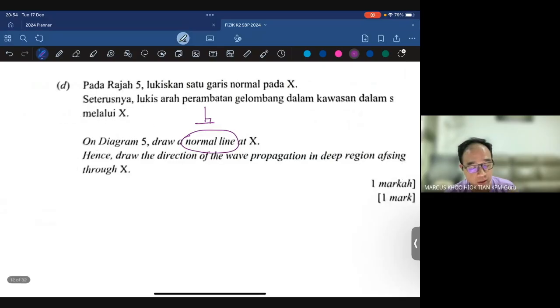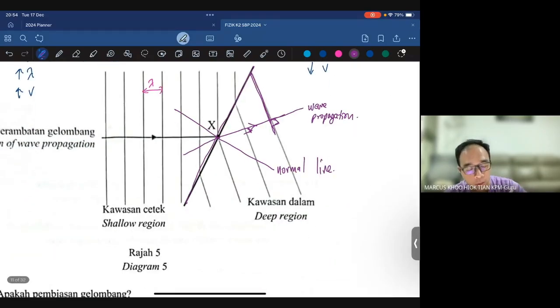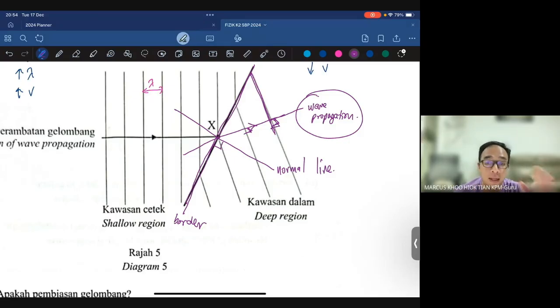Okay, so just remember the normal line is 90 degrees to the border. Ini sempadan lah. And the wave propagation line over here is 90 degrees to the wave front, yang sedia ada di sana lah.